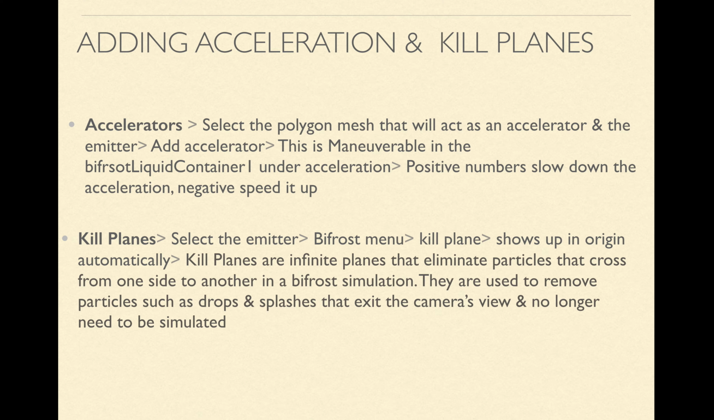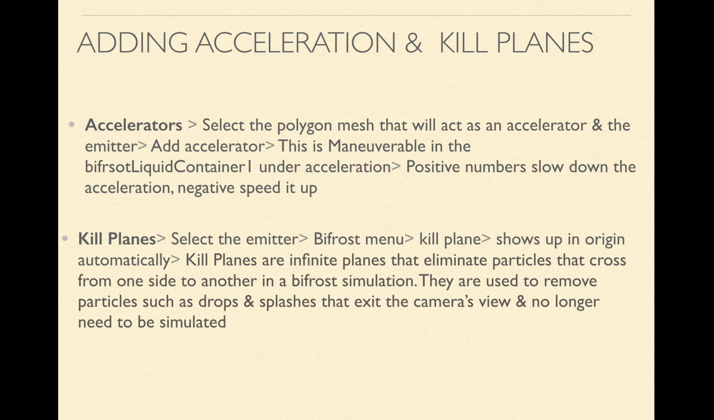So for the accelerators, you would create another polygon underneath your emitter, and that would be your accelerator. And you would go ahead and select the polygon you want to be your accelerator, as well as the emitter or the FLIP object. And you go to Bifrost, Add Accelerator, and this will turn your polygon that you wanted to be the accelerator into one that plays off of the emitter.